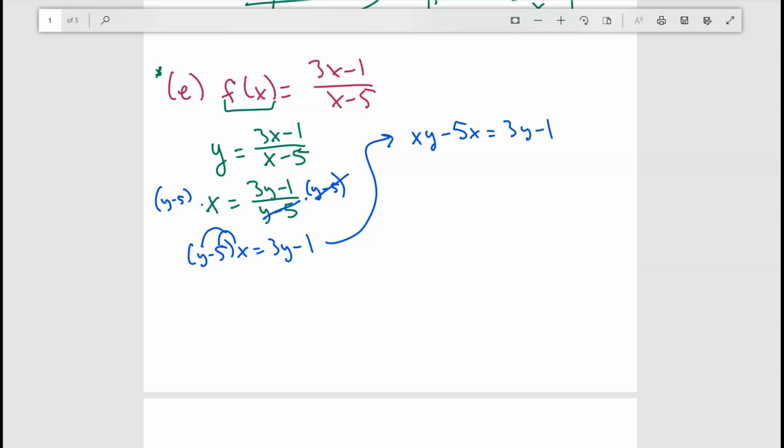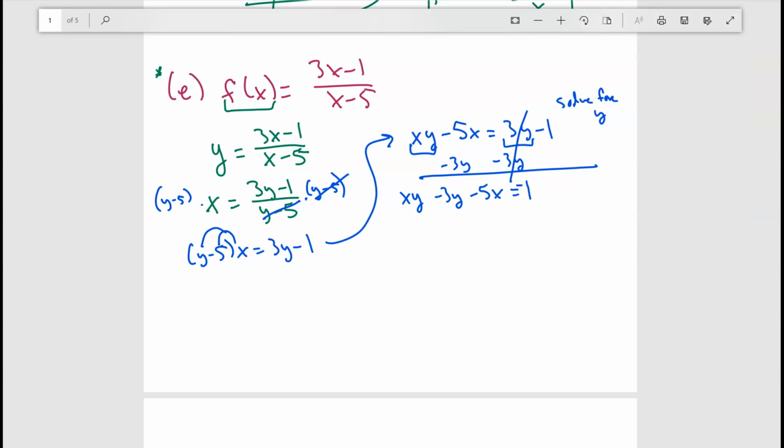Now remember, we want to solve for y. That was the whole purpose of this. We want to solve for y. So it will be convenient for us to have all the y's on one side. So let me move this 3y over. Okay, I know that the other one has an x, but let's just leave it there for now. So xy minus 3y minus 5x equals negative 1.